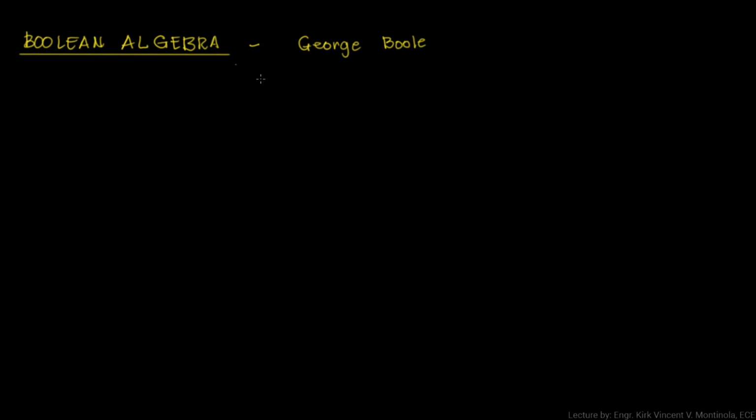For Boolean algebra, we'll be using binary logic. It means that in binary logic we use only two discrete values for a variable, that is either 1 or 0, either logic high or logic low.